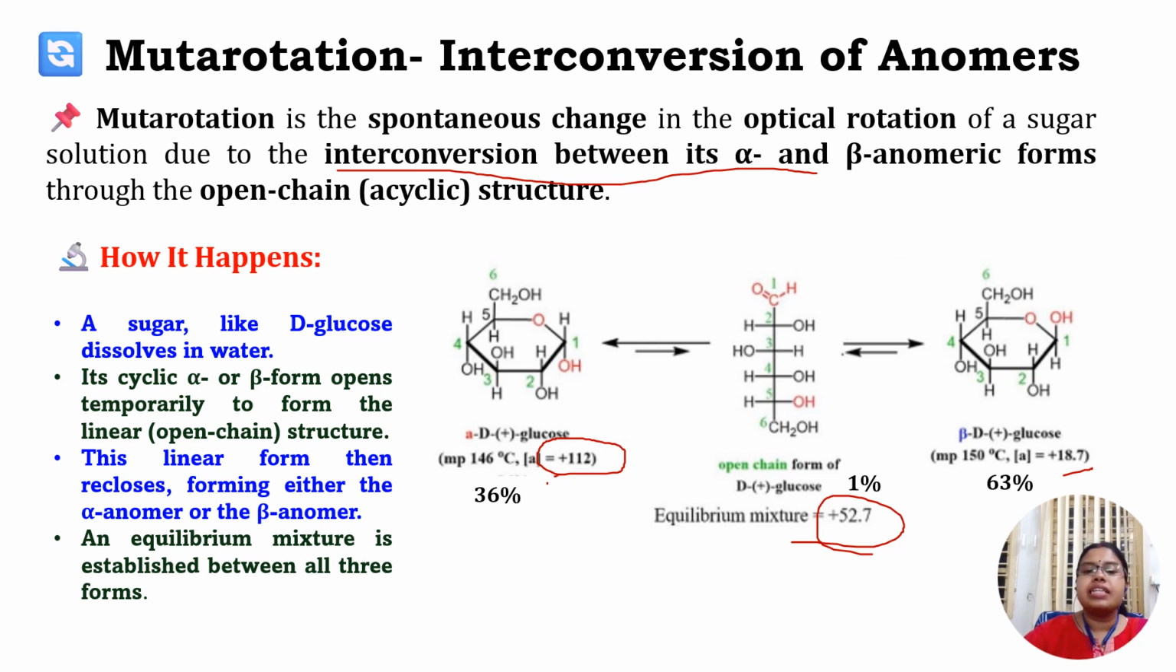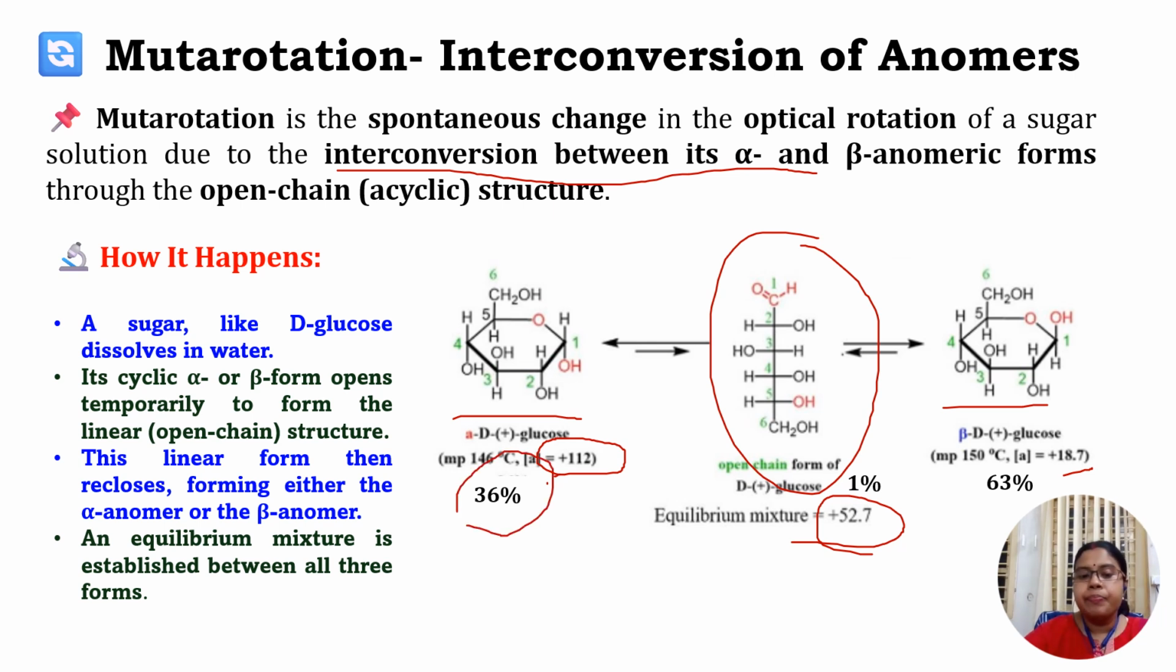So this phenomenon is called mutarotation, because at 52.7 degrees, the glucose exists as the open chain structure, alpha D form and beta D form. And in the equilibrium mixture, the alpha D form percentage is 36%, beta D-glucose percentage is 63%, and open chain structure percentage is 1%. Combined, they exist as an equilibrium mixture with a specific rotation value of 52.7 degrees.